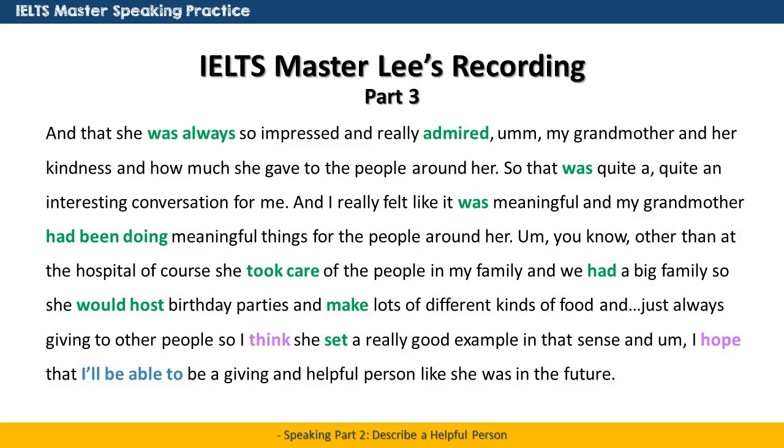I think she set a really good example. Now set, the past tense of set is set. So this is actually past tense. And I hope. This is present as well. That I'll be able to. This is the only one where I use future. I will be able to be a giving and helpful person like she was in the future.